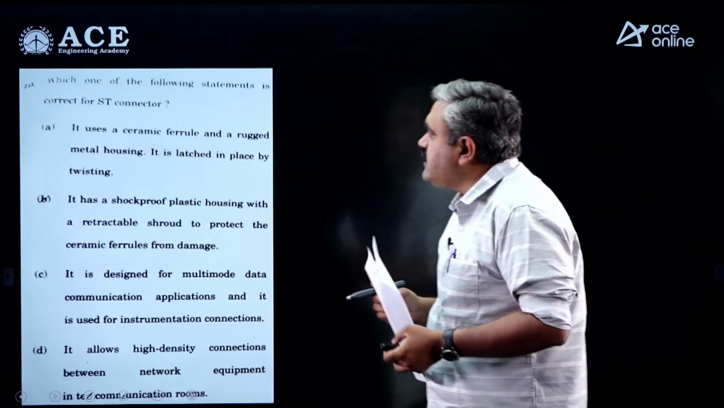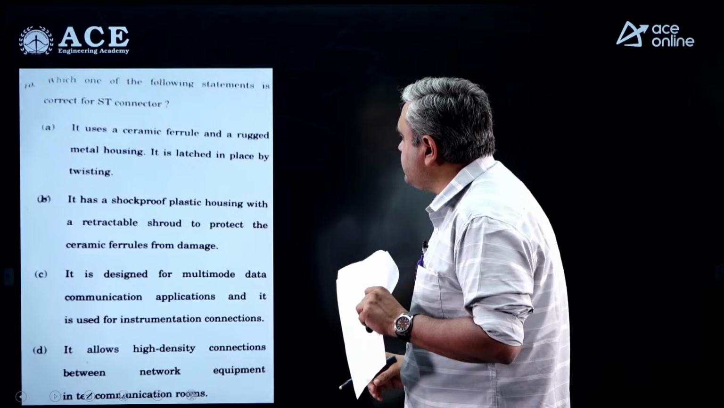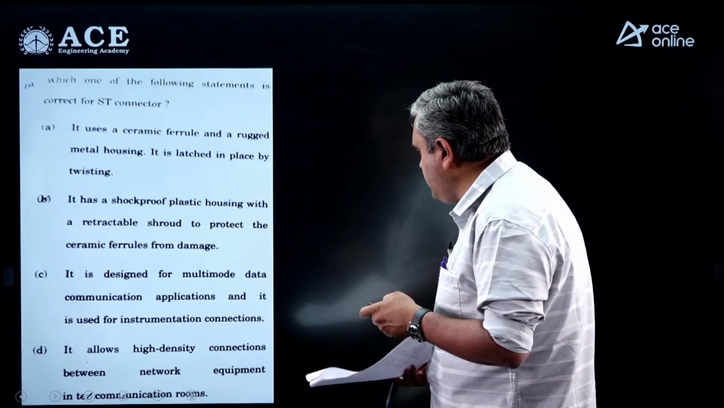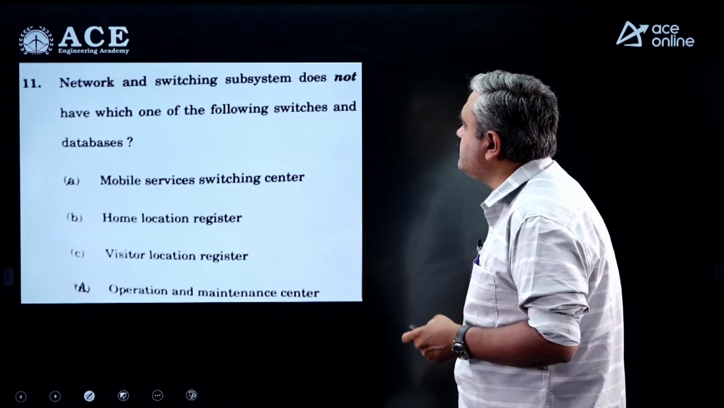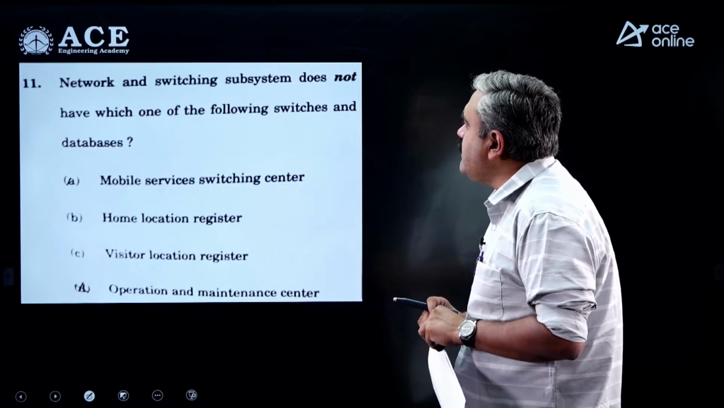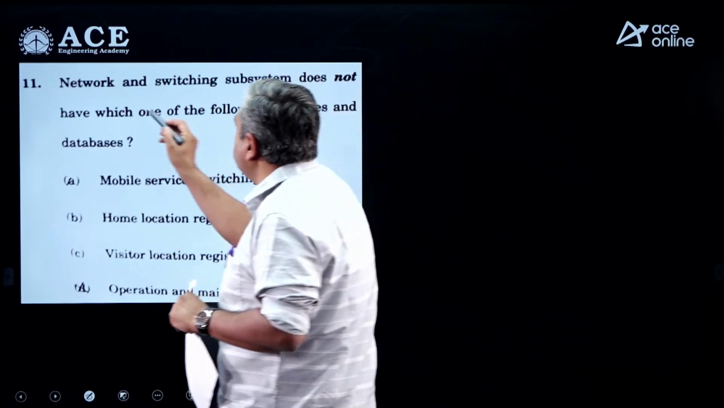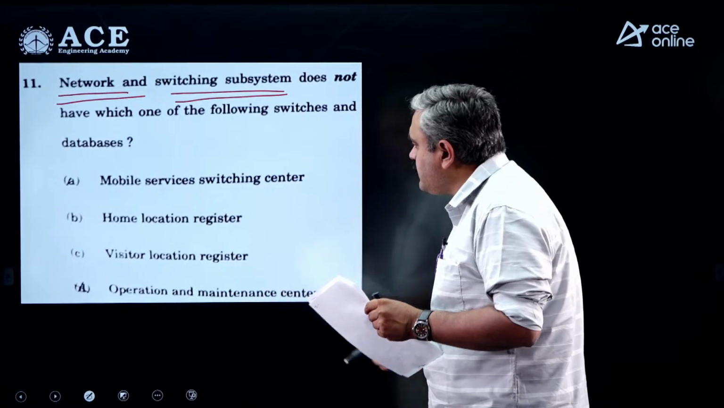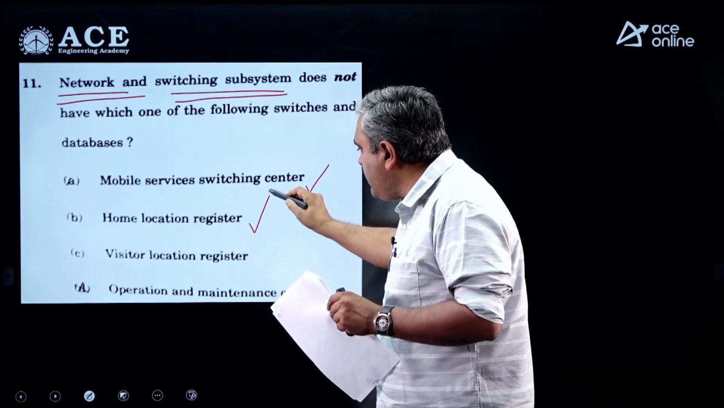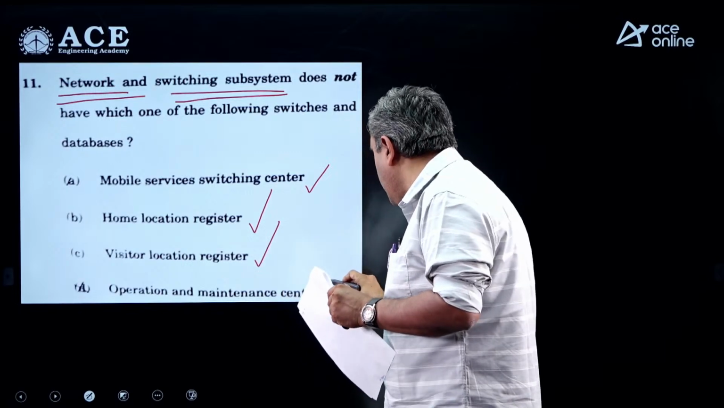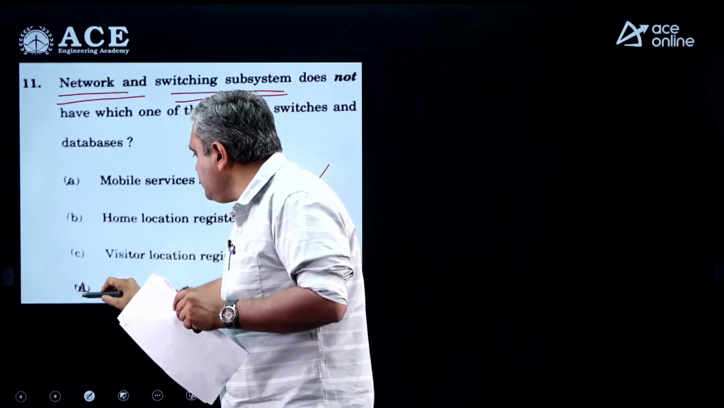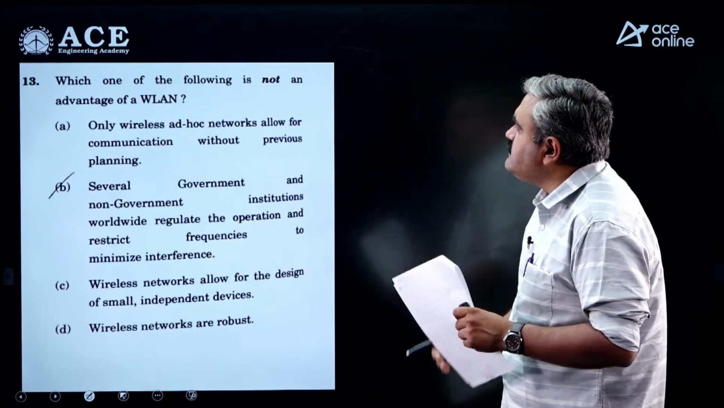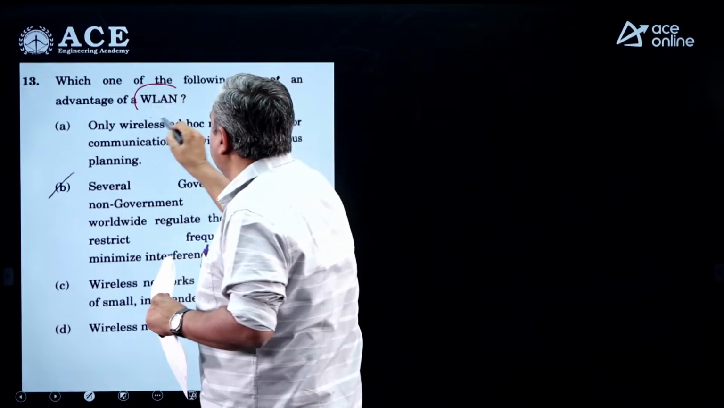Next, which one of the following statements is correct for ST connector? So this is not from the advanced communication part. I think it came in between. No need to worry. We will just skip to the next one. Network and switching subsystem does not have which of the following switches and database. So this is also from cellular communication. Network and switching subsystem: the mobile services switching center will have home location, it will have visitor location also. It will not have the operating and maintenance center. This will be directly with the cell site. So option D.